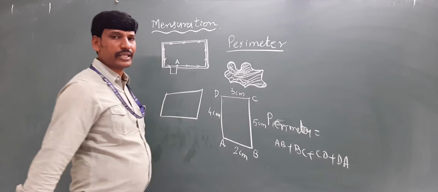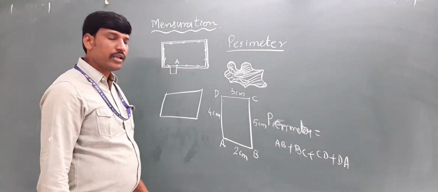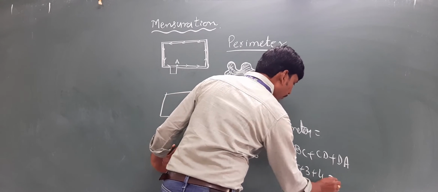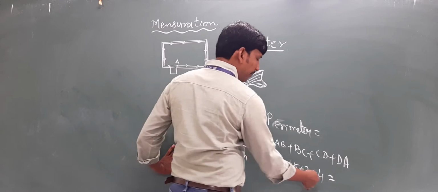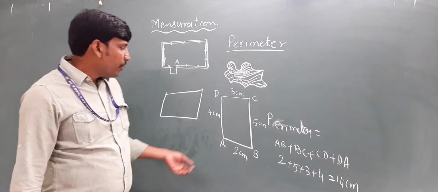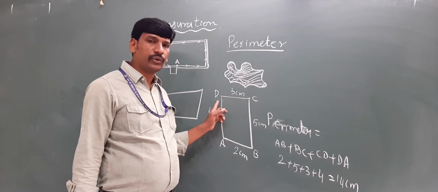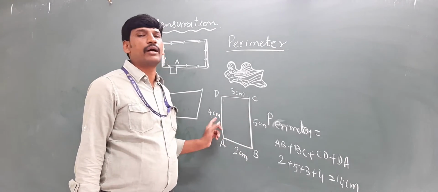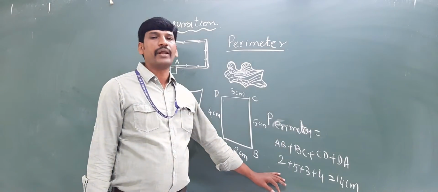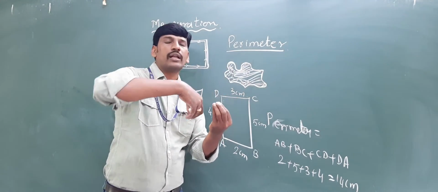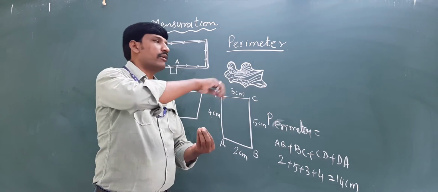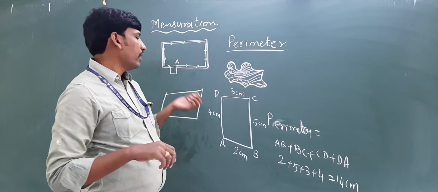See, there are 4 different sides, 4 different measures. So substituting this, by adding all: 2 plus 5 plus 3 plus 4, which is equal to how much? 7 plus 3 is 10, plus 4 is 14 centimeters. So the perimeter of this figure ABCD is equal to the sum of the lengths of all the sides of the given figure. Perimeter means the length of the boundary of the given figure, the total length of the given figure. That's why it is called a perimeter.